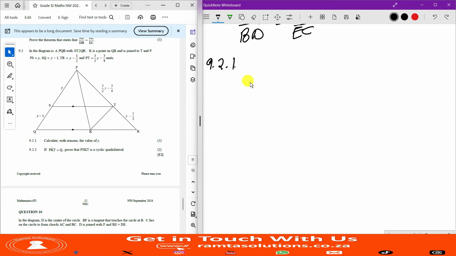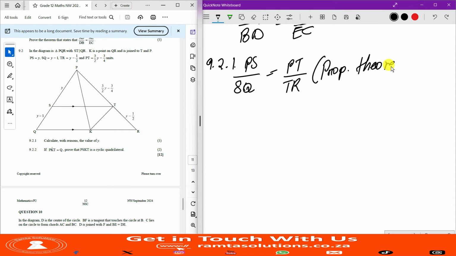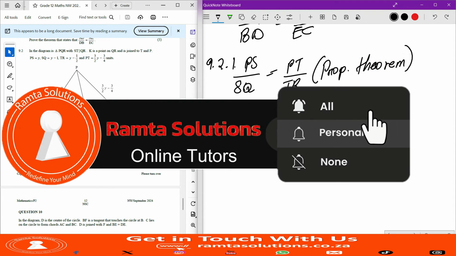9.2.1, calculate with reasons the value of y. So what I can do, which one is easy? Let me say PS over SQ is equal to PT over TR. What's the reason? I will say proportionality theorem, or you can say line parallel to one side of a triangle, whichever you like.